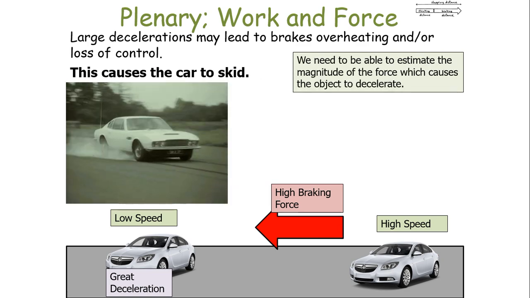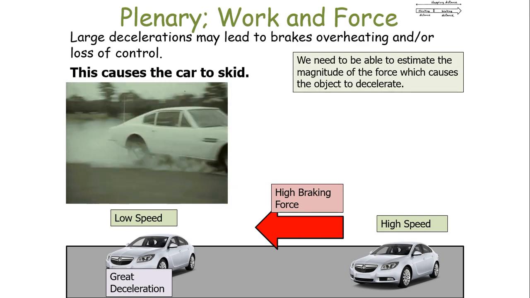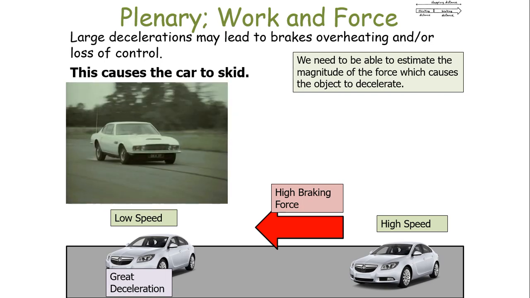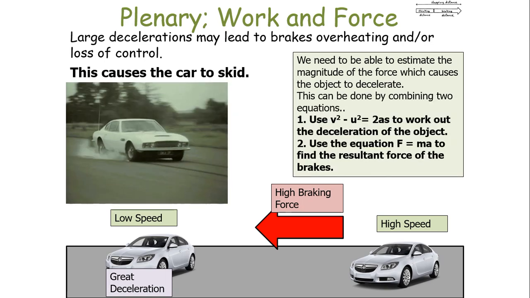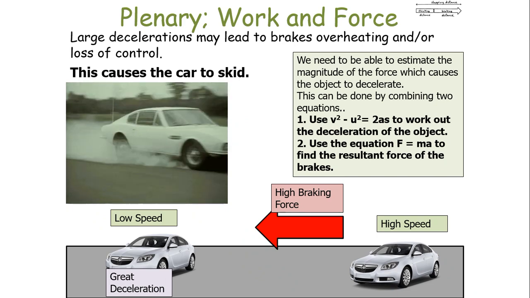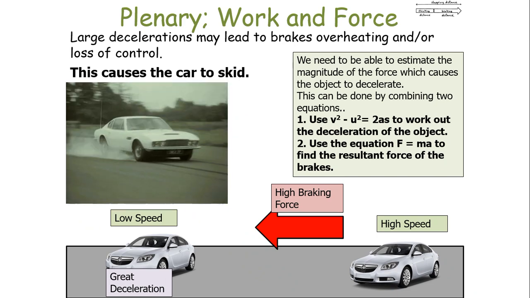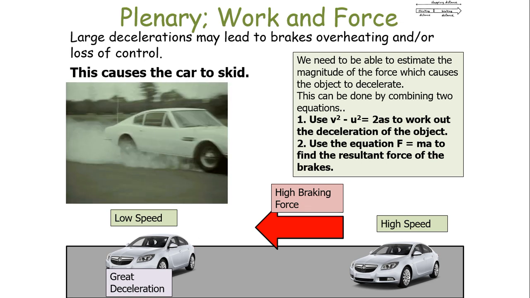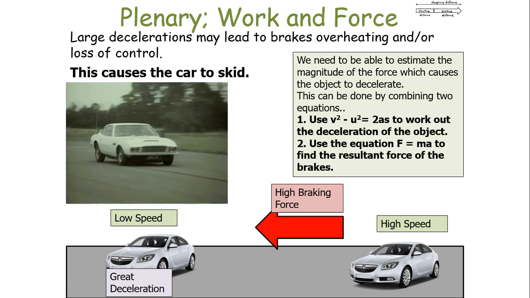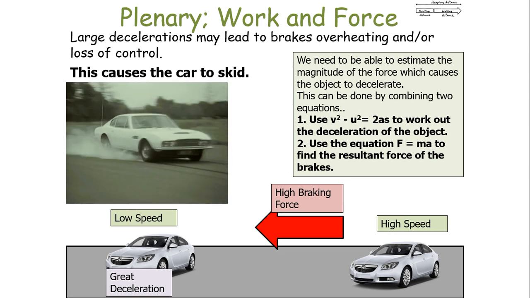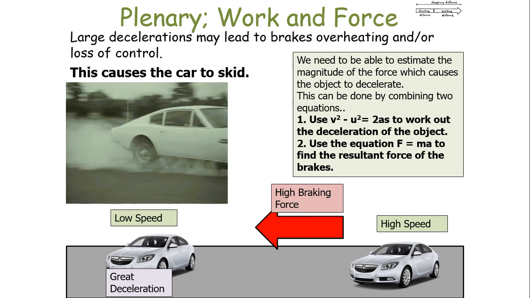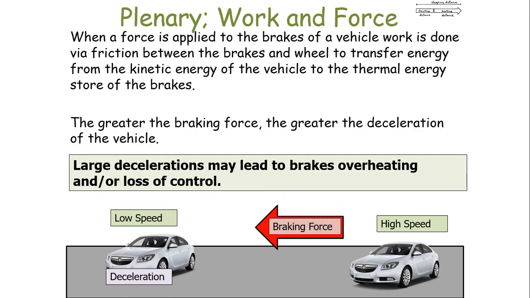Now we've got to be able to estimate the magnitude of the force which causes these objects to decelerate, which can be done by combining a couple of equations. Number one, you use the equation v squared minus u squared equals 2as to work out the deceleration of the object. You then use the equation F equals ma to find the resultant force of the brakes. That will then allow you to work out what this braking force is.